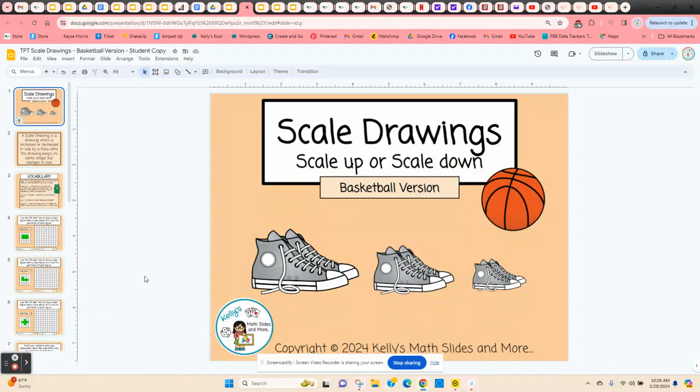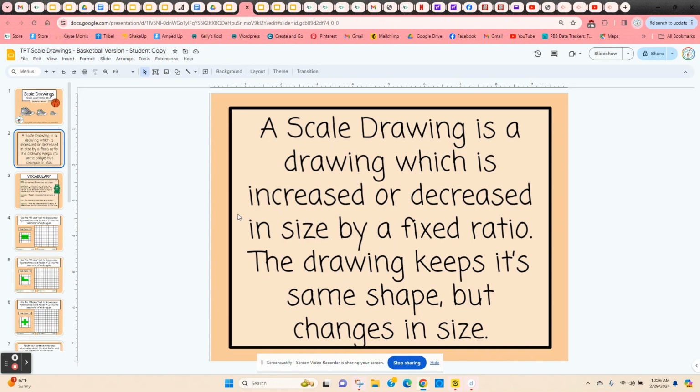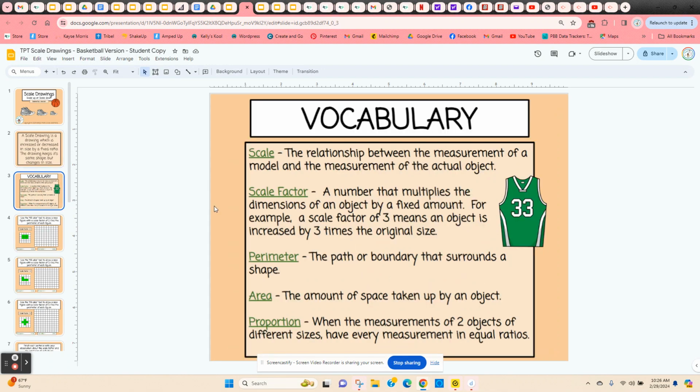Scale drawings. This is a digital lesson, and this one is the basketball version. It starts with explaining to the students what a scale drawing is, and then it gives them some vocabulary. They're going to need this vocabulary on the final slide. They can refer back to slide 3 if they need to.